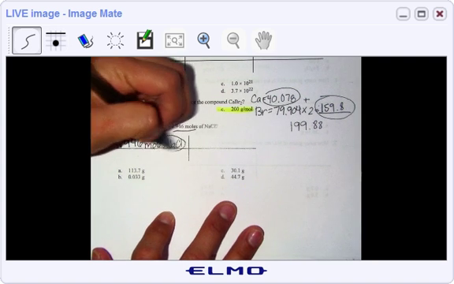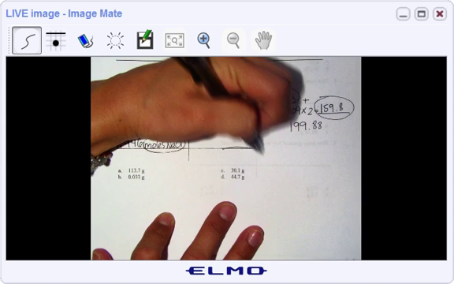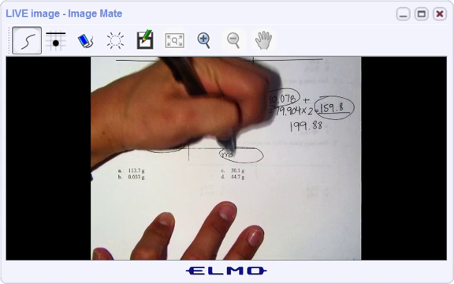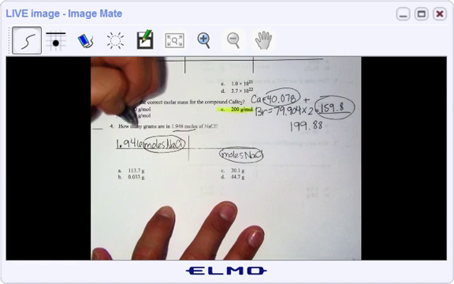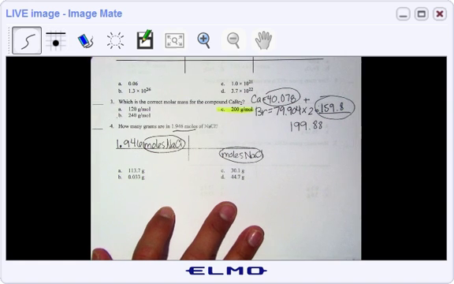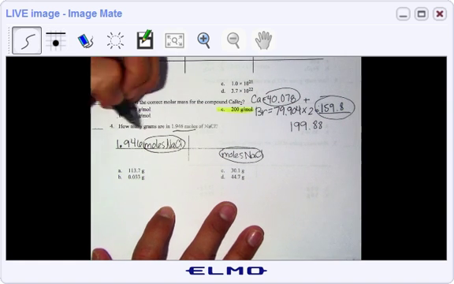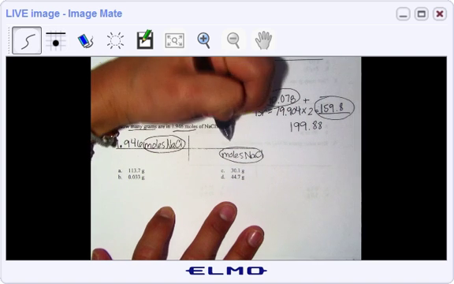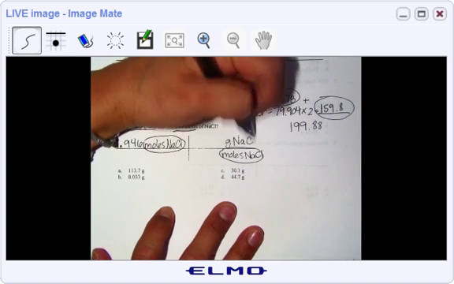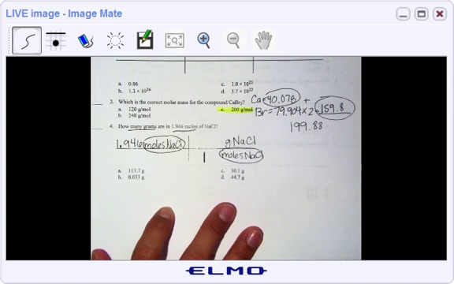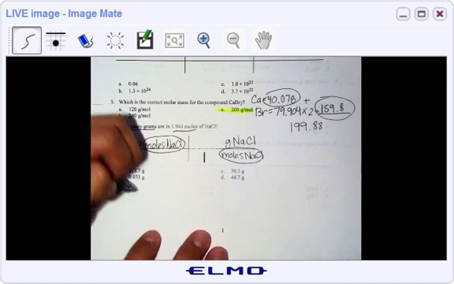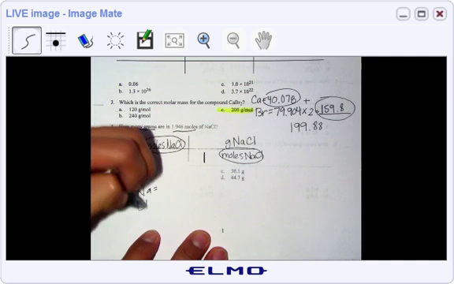If this is moles of NaCl, what goes down here? Whatever we want or whatever we're looking for goes in the top right corner. It says moles, you can just put a number 1. Where are we going to find the total weight of Na and Cl?